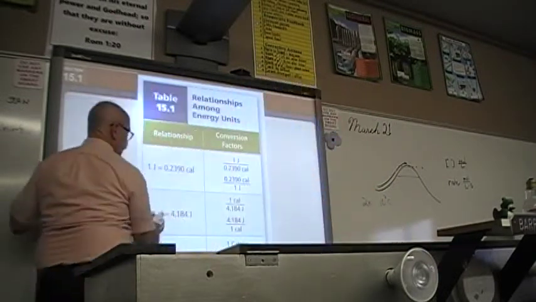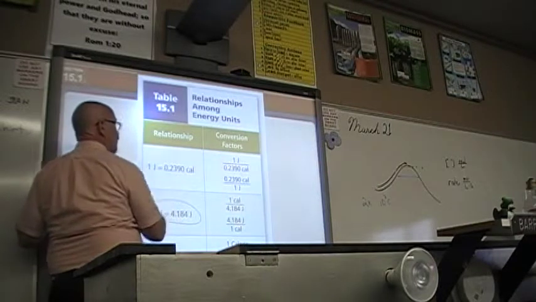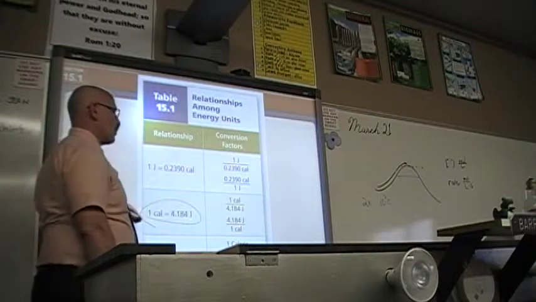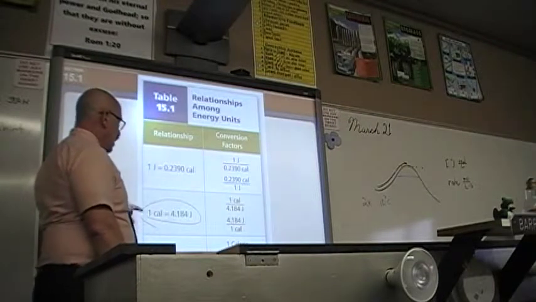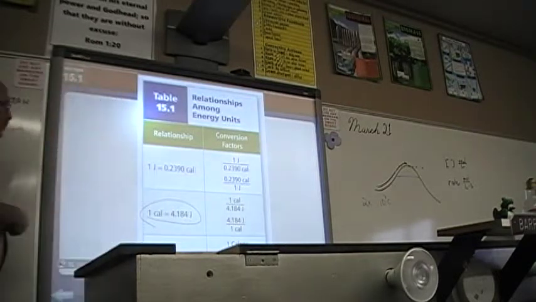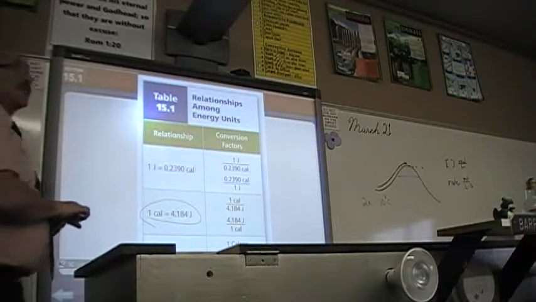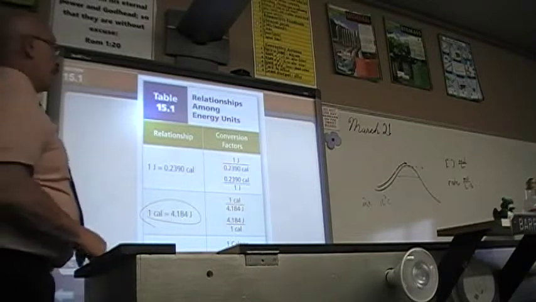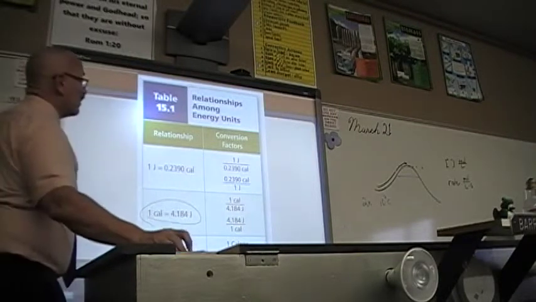This is the easiest one to remember. It's 4.184 joules per calorie. And the reason I say that is this is a famous number as well, because 4.184 is also the specific heat of water. 4.184 joules per calorie, and you'll see in a minute it's 4,184 joules per kilogram is the specific heat of water. Well, go figure, same number.